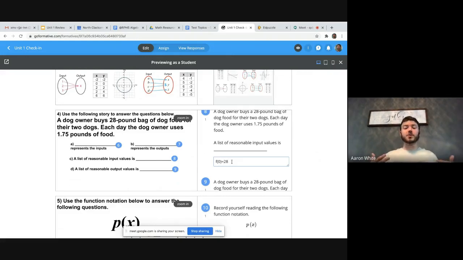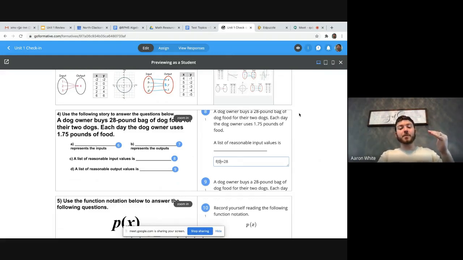Then we're going to keep going through this process, and we'll see that as I continue to add new inputs, I'm going to get more outputs. So what I'm going to do now is close out of this screen so that you can see the list of reasonable input values. Basically, you're going to start at 28. So 28 would be our first output.